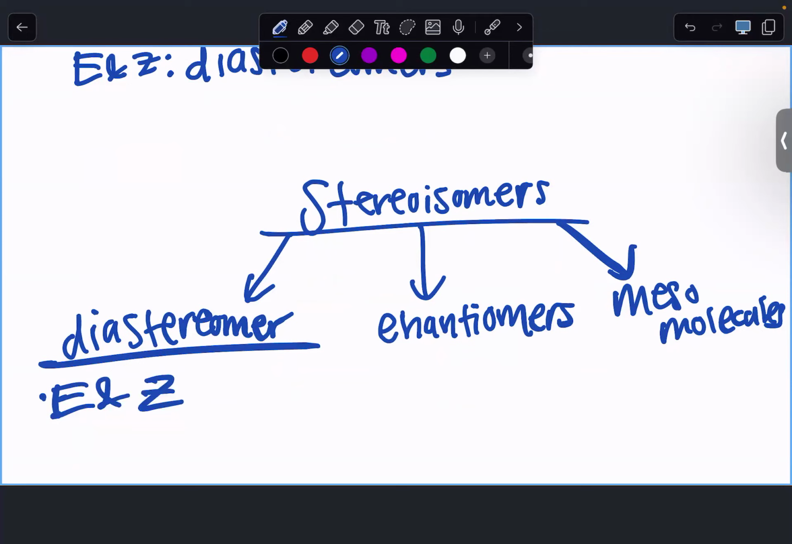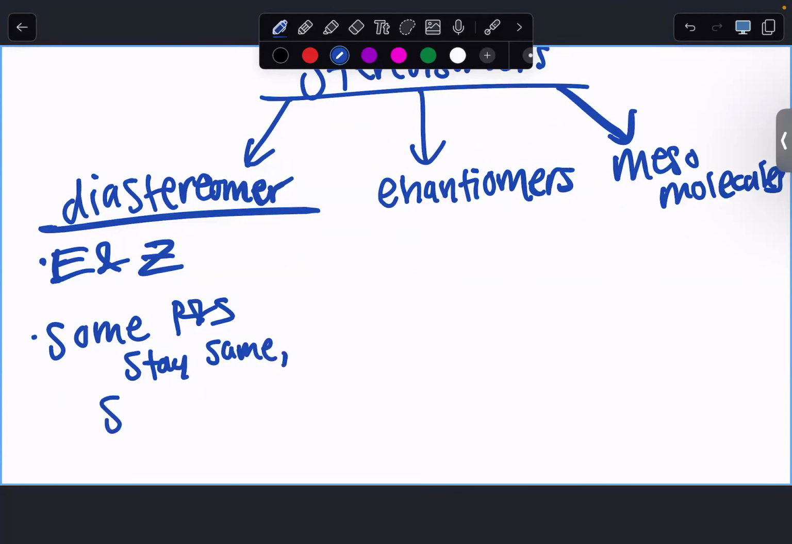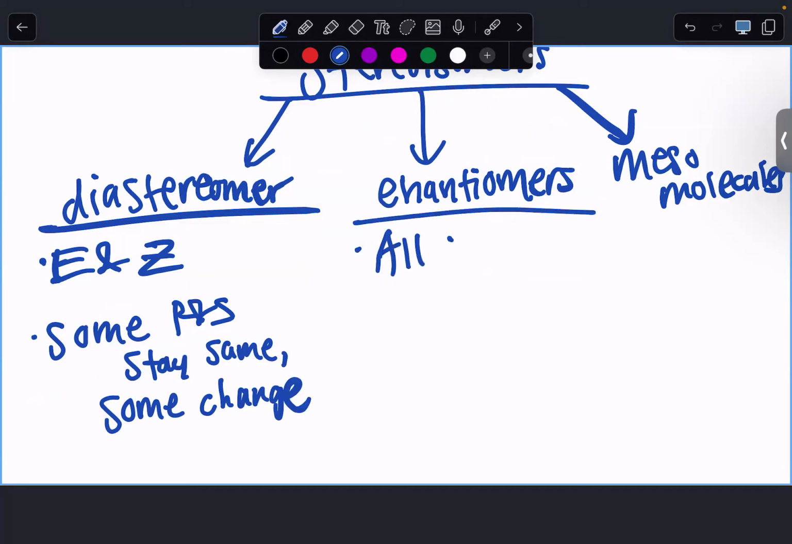What does that mean for R and S? Like, let's say we had 2 molecules with multiple chiral centers. What if those 2 molecules are diastereomers of each other? What does that mean for its R and S? Like, does every R and S change, or does some R and S change and some stay the same? Right. Some R and S stay the same. Some change. Which one of these would be all of the chiral centers change, all of the R and S change? Enantiomers, right? That's all R and S changes.